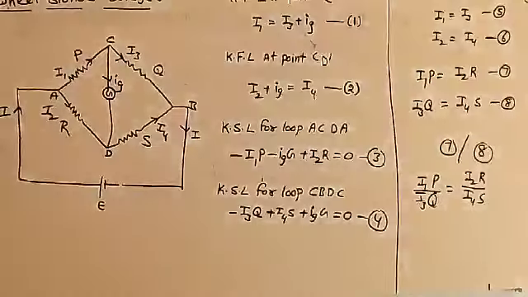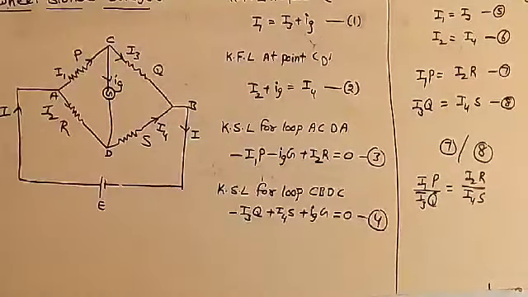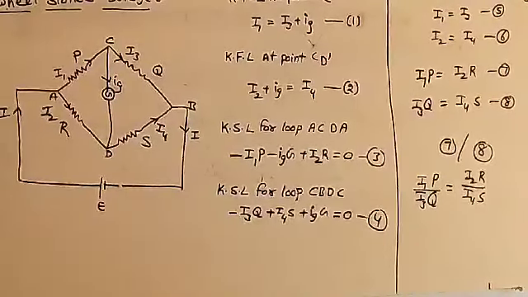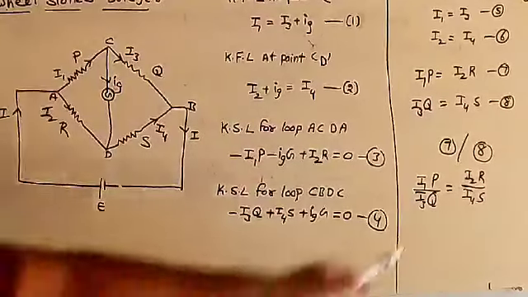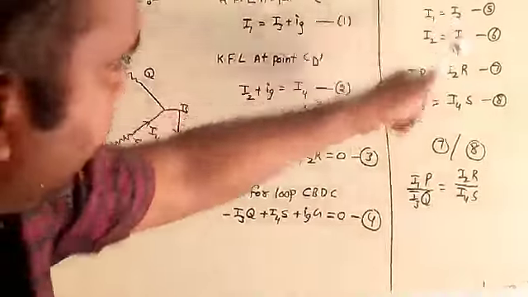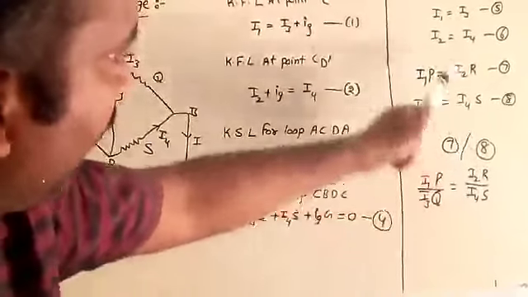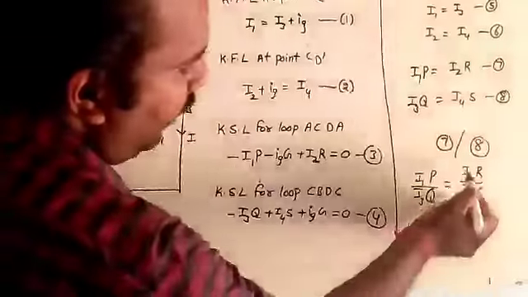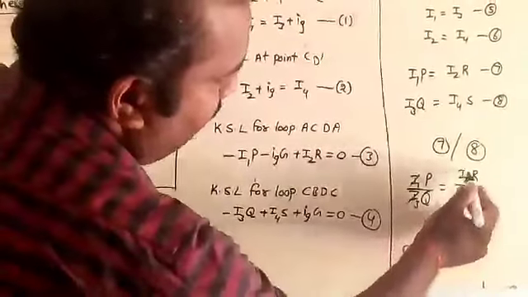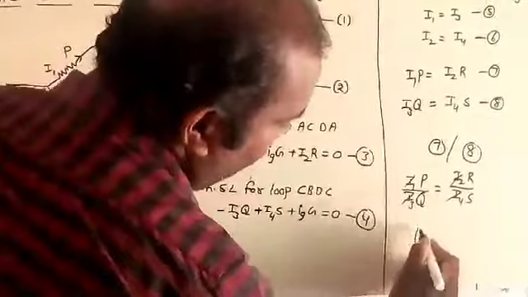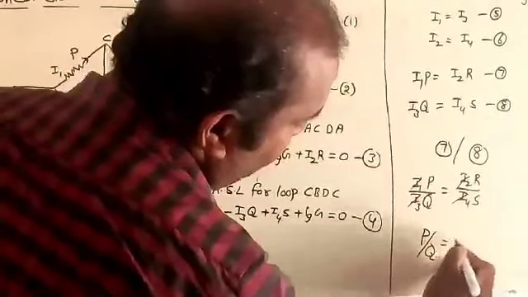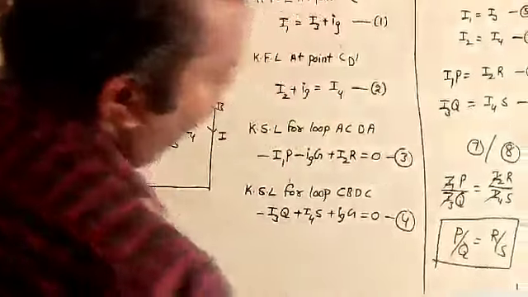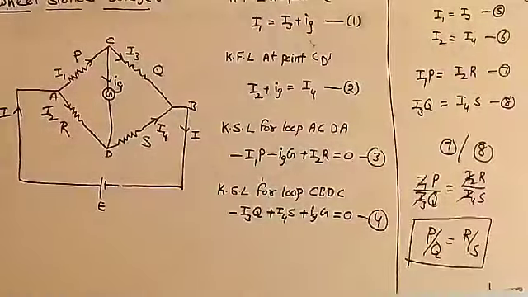Then later what I did is divide equation 7 by 8. If I divide equation 7 by 8, I1P by I3Q is equal to I2R by I4S. Now you already know I1 and I3 values are the same, and I2 and I4 values are the same. So if I1 and I3, and I2 and I4 are the same, then you can cancel them, and finally you get the relation P by Q is equal to R by S. So this is the final conclusion that we get from Wheatstone's bridge. This is the balancing condition of Wheatstone's bridge.